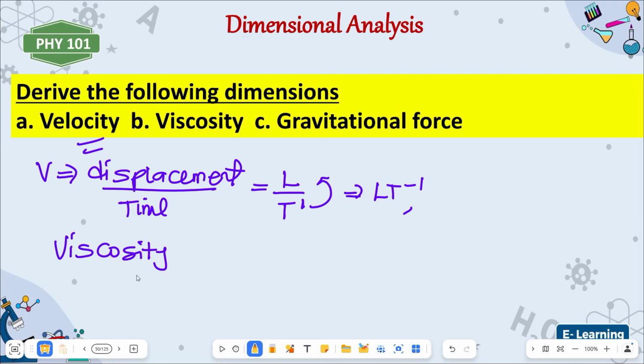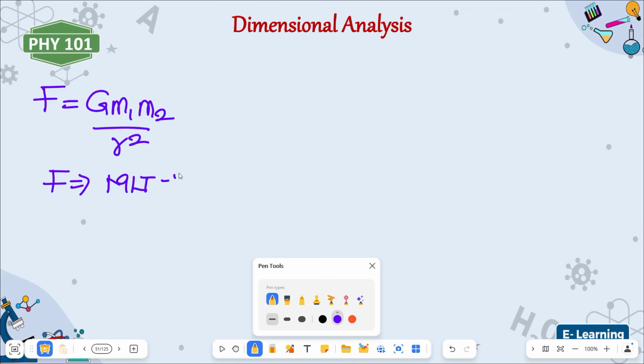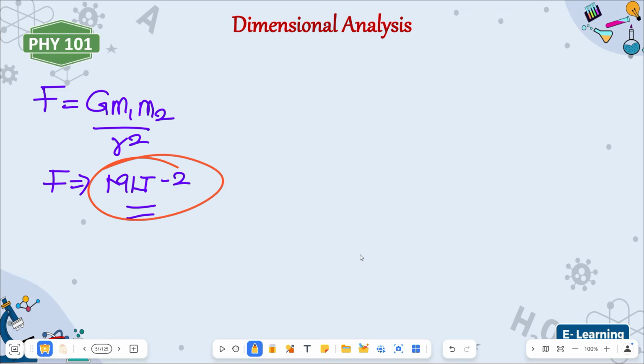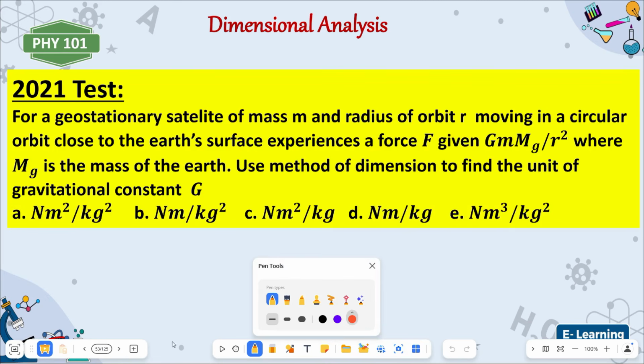Go back. Then for the gravitational force, we didn't do gravitational force. We did gravitational force constant. So I'm going to do gravitational force, which is Gm1m2 all over r squared. Now listen, force is force. So the dimension of any kind of force, whether gravitational or not, will end up giving us MLT minus 2. All right? All forces are forces, so they will end up giving us MLT minus 2.